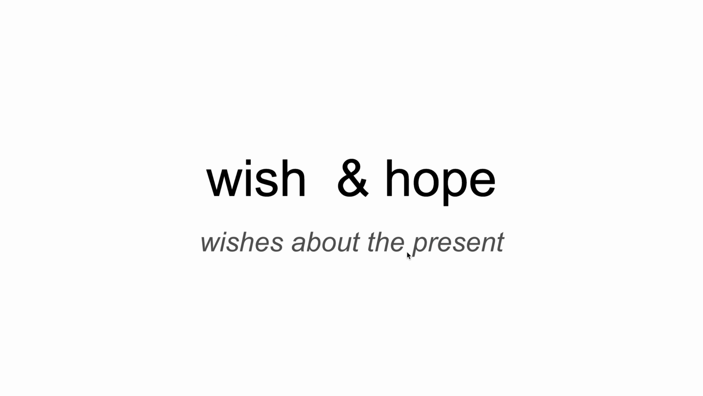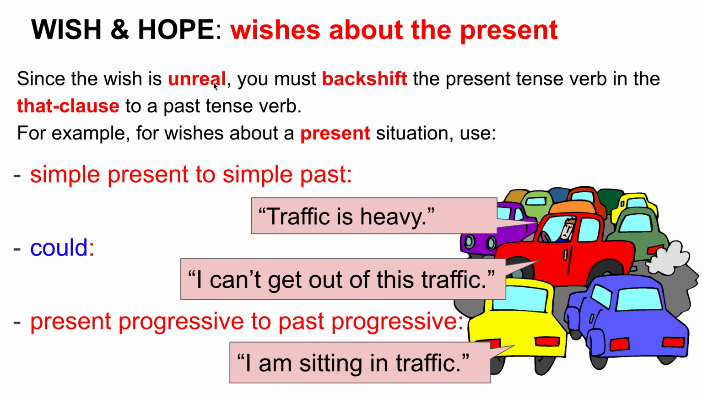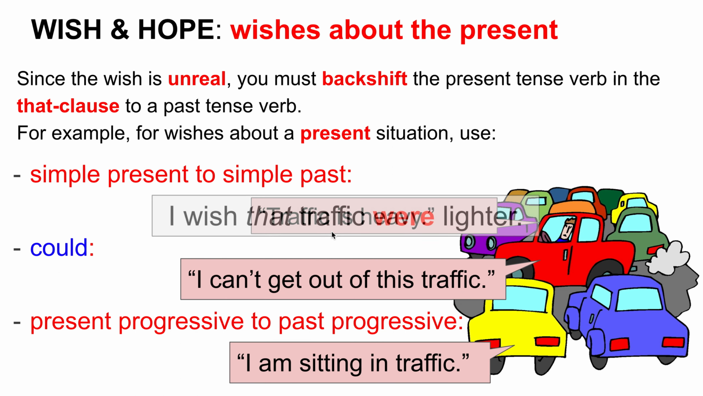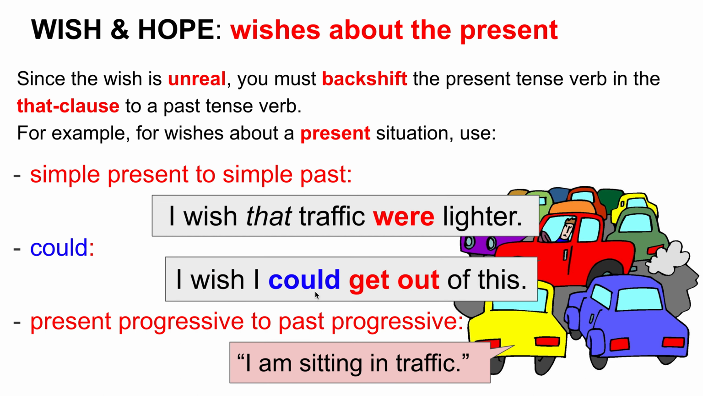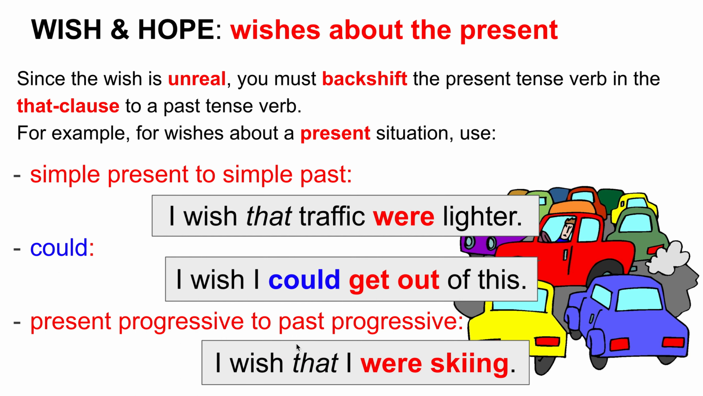Okay, let's talk about wishes about the present. Since the wish is unreal, you must backshift the present tense verb in the that clause to a past tense verb. For example, for wishes about a present situation, use simple present to simple past. Traffic is heavy. I wish that traffic were lighter. Good. I can't get out of this traffic. I wish that I could get out of this traffic. Present progressive to past progressive. I am sitting in traffic. I wish that I were skiing.